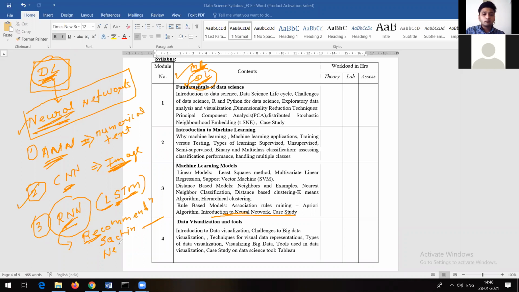We can talk about examples like Netflix, maybe Amazon and so on. There are different recommendation engines which can be created with the help of RNN. The idea behind that is nothing but LSTM, long short term memory. So this is what we have seen in the last session.